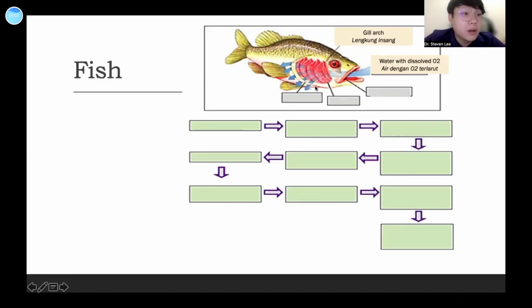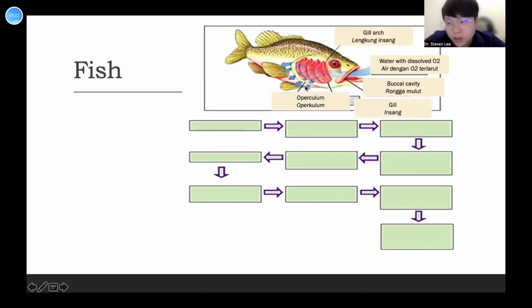Later I'll label for you. It's called operculum. So generally this is what happens. I want you to visualize this picture clearly. Water goes into the mouth and comes up through the operculum. There's a gap over here called operculum. Okay. So this is the rongga mulut, or we call the buccal cavity. Buccal means the mouth. So this is the gill. All these small things are the gill. And then we have the operculum. Operculum is this lining over here. So if you draw a fish, you draw like this, right? This is the operculum.